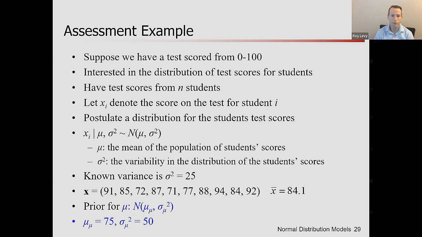I administer my test to 10 students, and here are their 10 scores. 91, 85, 72, and so on. These are 10 scores. And I've gone ahead and calculated the mean of these 10 scores, and the sample mean is 84.1.